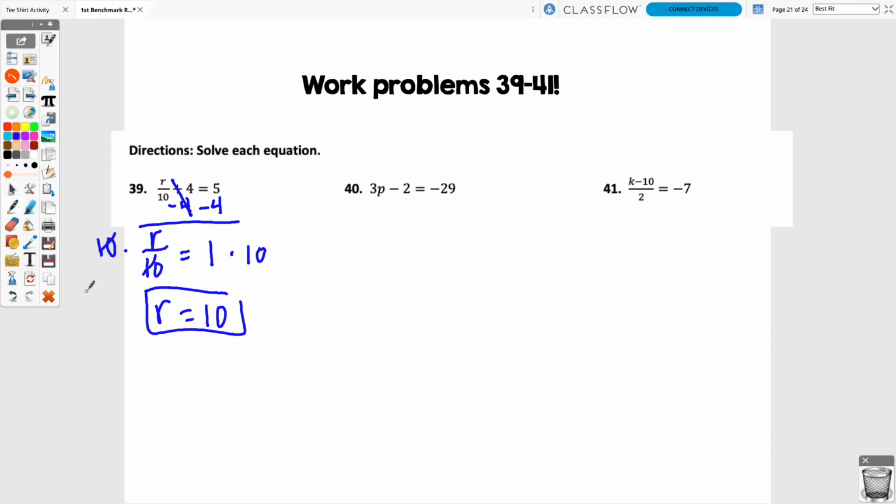All right, for 40, Greg, what's my first step on that one? I added positive 2 to negative 2, and I added positive 2 to negative 29. Absolutely, okay. So those would cancel out. I'm going to bring down my 3p. And then, Greg, what does negative 29 plus 2 give me? Negative 27. Perfect. Okay, and then, Greg, last step. I divide negative 27 by 3. Okay. So we're dividing by 3. 3s would cancel out. And p should equal what, Greg? Negative 9.